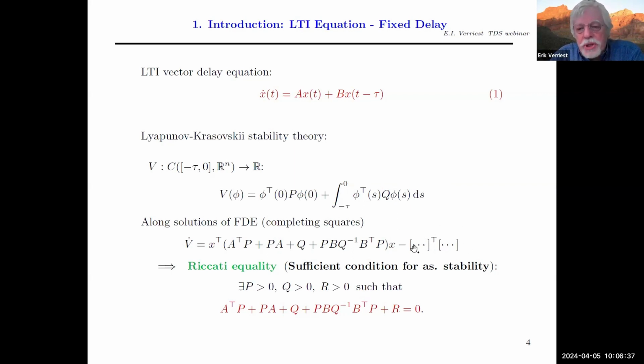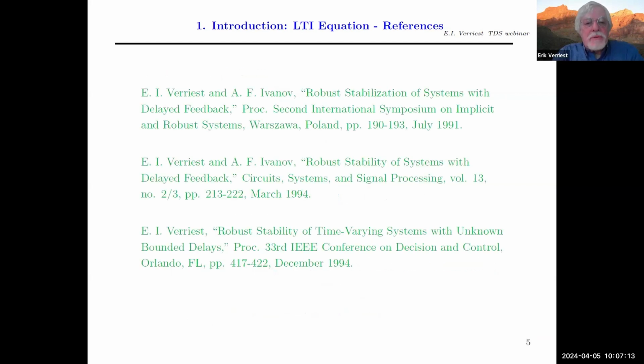Here, this term we don't worry about because that's always negative definite. This is a purely symmetric term. But here we see a quadratic form with this Riccati type combination, a quadratic form in P, that leads us to a sufficient condition for stability. And that is, if there exist matrices P, Q, and R, which is actually the negative of that, that are positive definite, such that this, which I call the Riccati equation, holds, then we have stability.